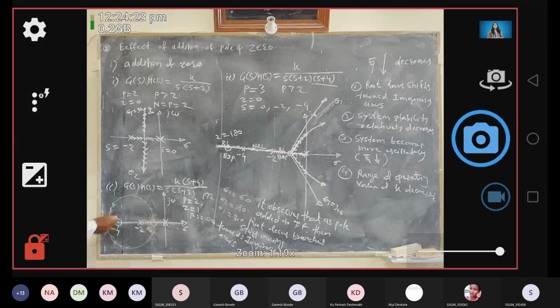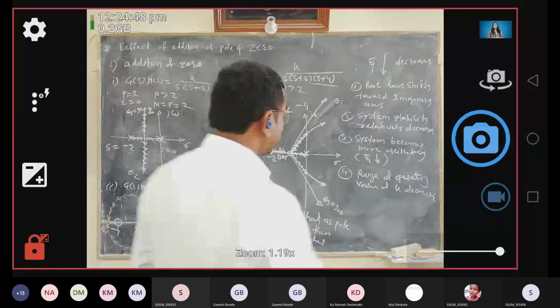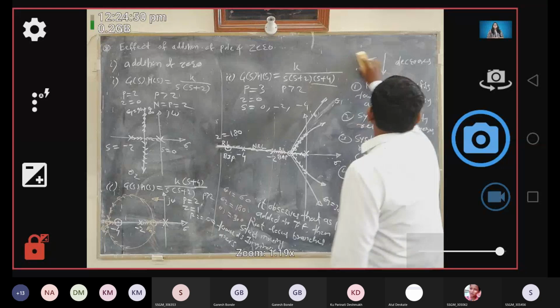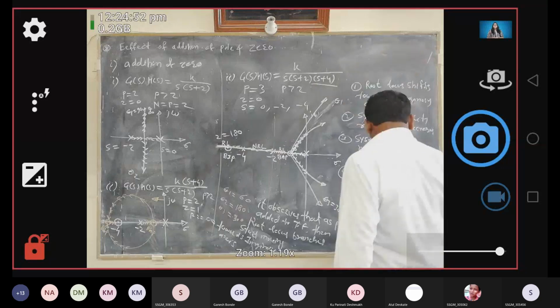So what is our conclusion here? You see, the root locus branches were moving straight parallel to the imaginary axis, but now they start moving towards negative infinity. That means they are moving away from the imaginary axis. So this is the effect of addition of zero onto the system. Okay, so now you just write down the conclusions for addition of zero.